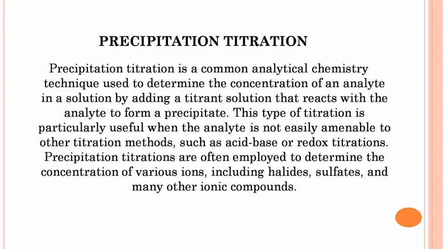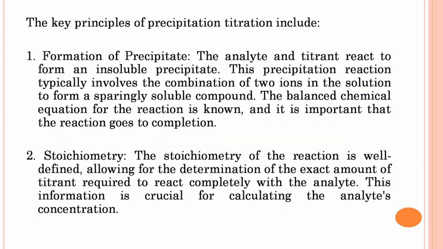many other ionic compounds. The key principles of precipitation titration include: first, formation of precipitate. The analyte and titrant react to form an insoluble precipitate. This precipitation reaction typically involves the combination of two ions in the solution to form a sparingly soluble compound. The balanced chemical equation for the reaction is known, and it is important that the reaction goes to completion.